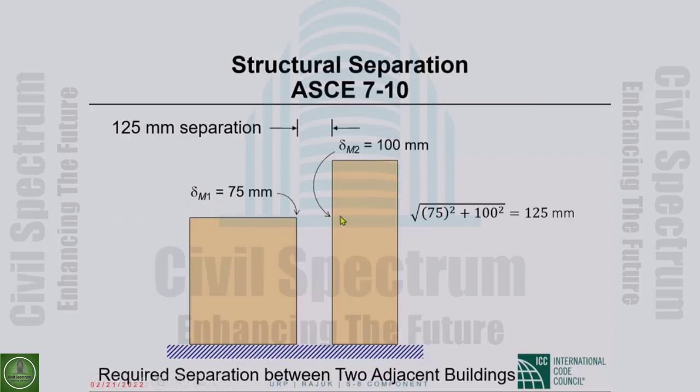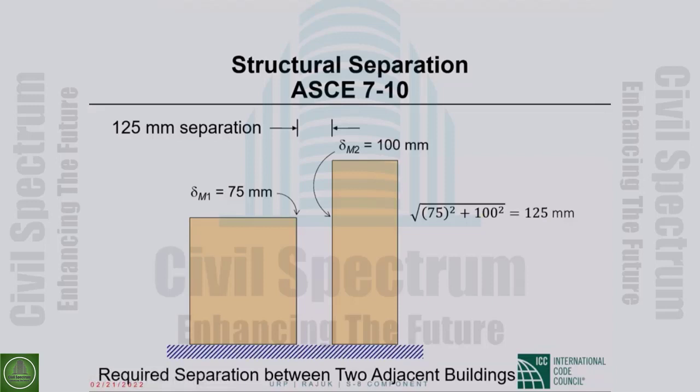inelastic response displacement at the same level of the adjoining structure. Here you have to take the roof level of the shorter building and the same level of the taller building. Let us say that deflection is 100 millimeters. Roof deflection will be significantly higher than that. Okay. So the separation distance between the two buildings has to be the square root of 75 squared plus 100 squared, and that comes to 125 millimeters.